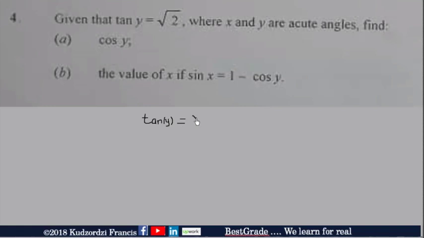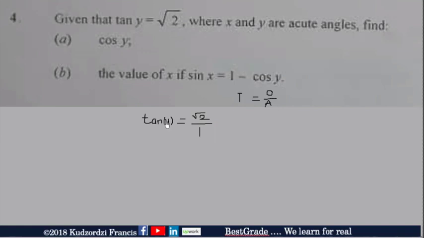Now recall that we can rewrite root 2 as root 2 over 1. And also note that the tangent ratio is equal to the length of the opposite side over the adjacent side. So meaning that the opposite side is root 2 and the adjacent side to the acute angle y is 1.